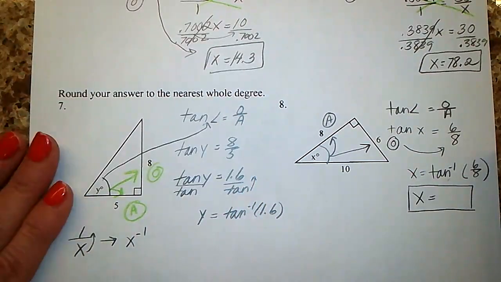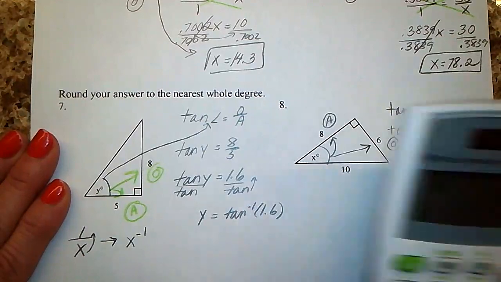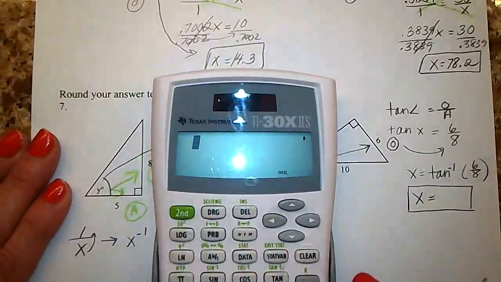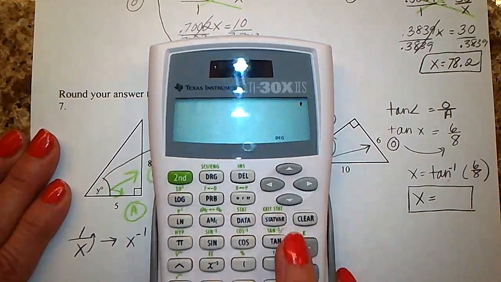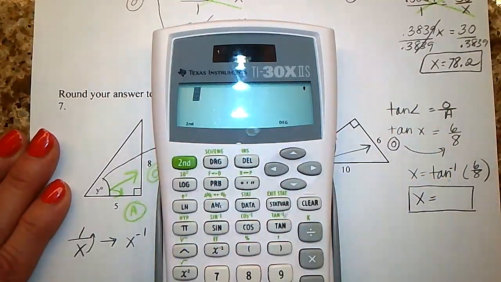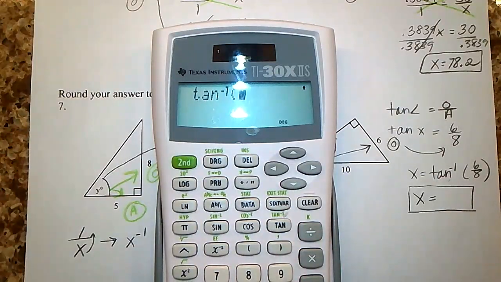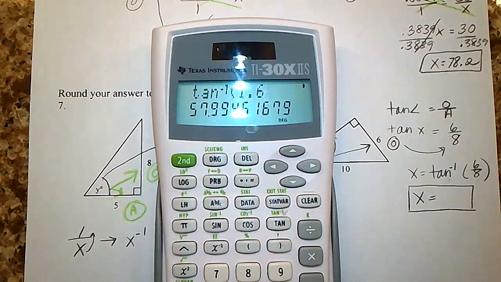Now, in my calculator, I need to come up with that tangent to the negative 1. So here's what we're going to do. If you look at the tangent button on your calculator, right above the tangent button is a tangent to the negative 1. To get that, I have to hit the second key. See, the second pops up, and then I can hit the tangent button. And there's my tangent to the negative 1, and then I can type in 1.6.